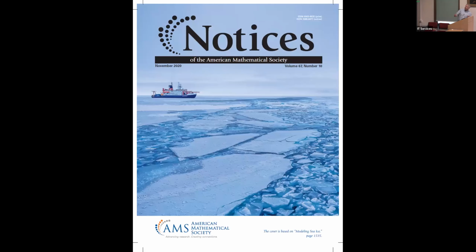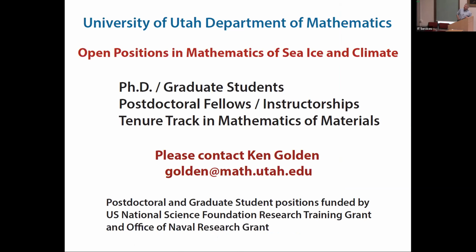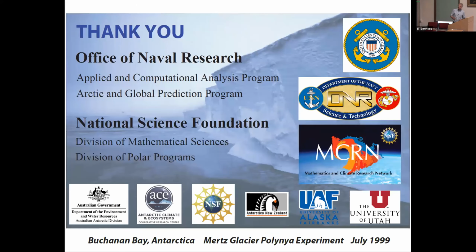So last thing then. There's a nice article we had in the Notices of the American Mathematical Society. A number of the people in this room were co-authors. And then finally, I want to mention, this is sort of an advertisement. We have a lot of open positions in mathematics of sea ice and climate at the University of Utah. We just got a very large grant from the National Science Foundation. We have other grants as well for PhD and graduate students, for postdoctoral fellows, instructorships, and even tenure track in mathematics and materials. Please contact me if you have great students, graduate students, postdocs, and so on connected to this. And thanks to ONR and NSF for supporting all this research. So thanks very much.